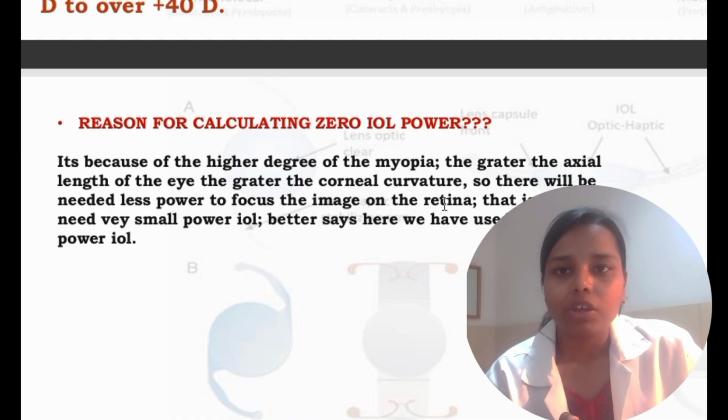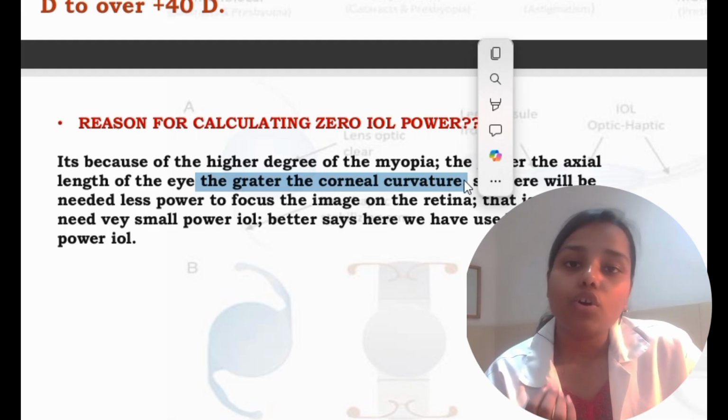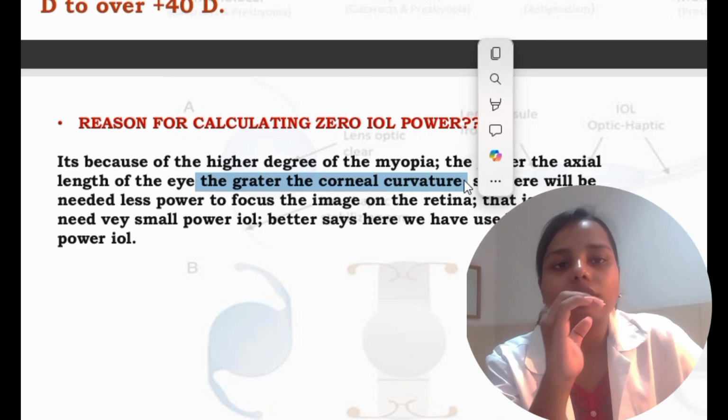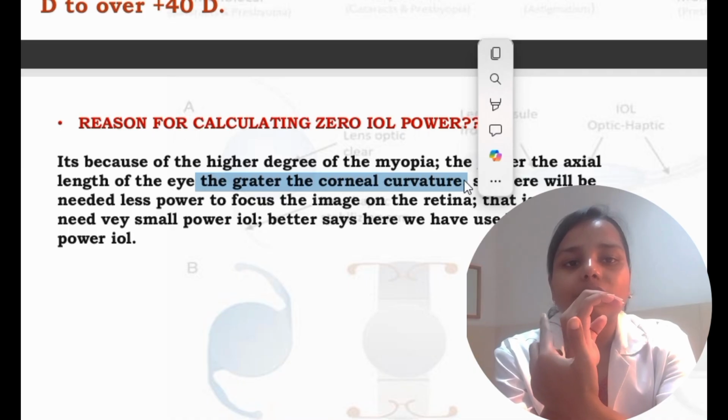Another thing is that the greater the axial length of the eye, the greater the corneal curvature. For that patient, the corneal curvature was almost 48 and 50, so the corneal curvature was also more. If the cornea is more curved, this is the front part and this is the back part. So how is this front part acting?